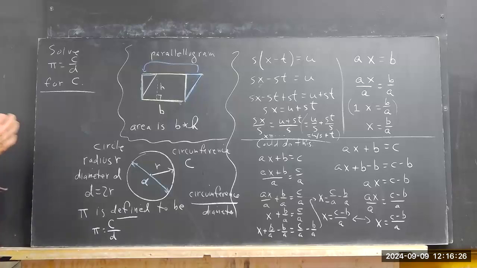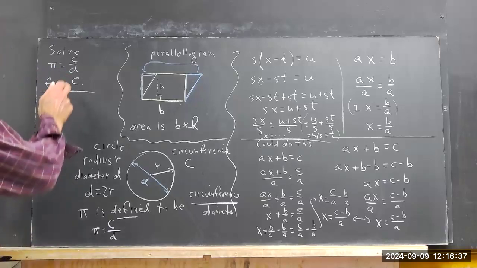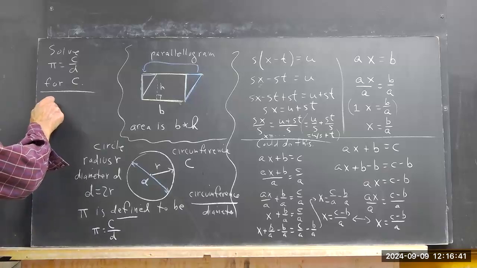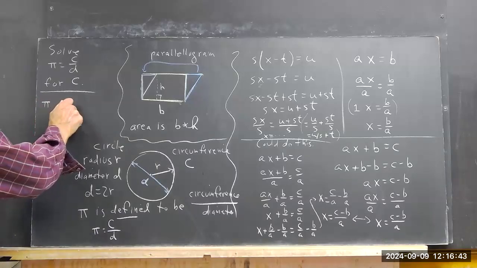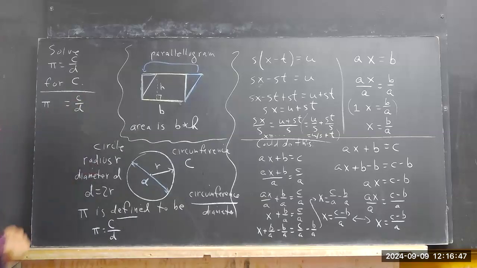Okay, so we don't want to replace pi by a number at that point. But this is a little tricky. Even trickier if you want to try to solve it for D. You're going to solve it for C. And the steps are really simple once you see them. You've got pi equals C over D. What can you do to both sides to isolate C?